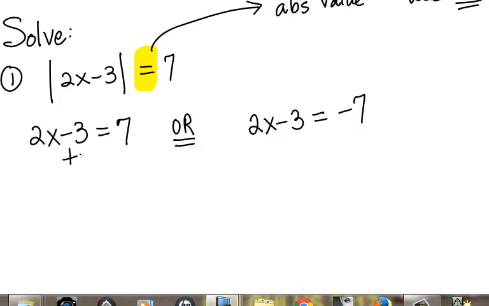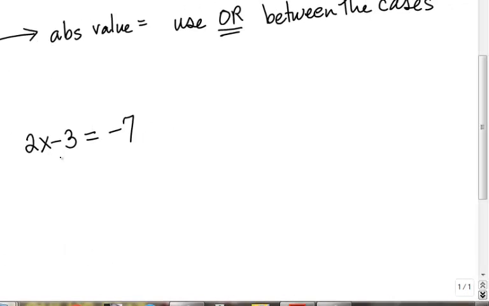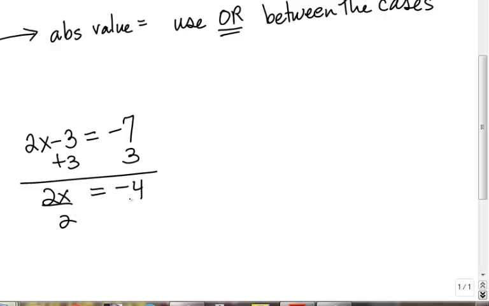Now we've got to solve it. We're going to get 2 numbers. So for 2x, do the inverse, add 3 to both sides. 2x equals 10, divide by 2, x equals 5. Or, you have to have that or in between. And or is actually in math called a disjunction. And is a conjunction, or is a disjunction. Now add 3, divide by 2, and I get x equals -2.